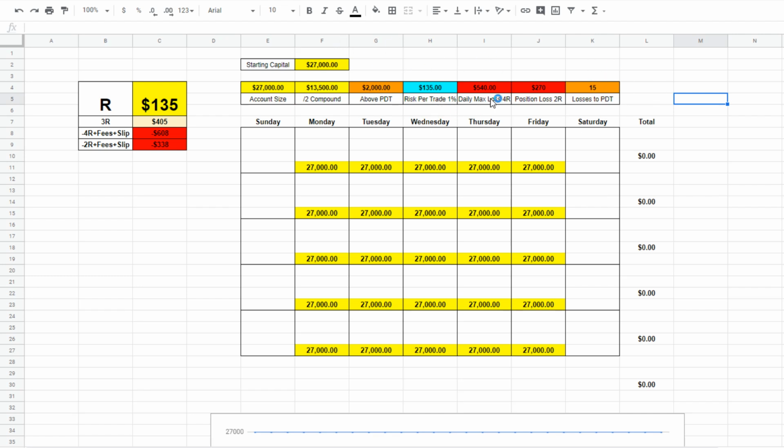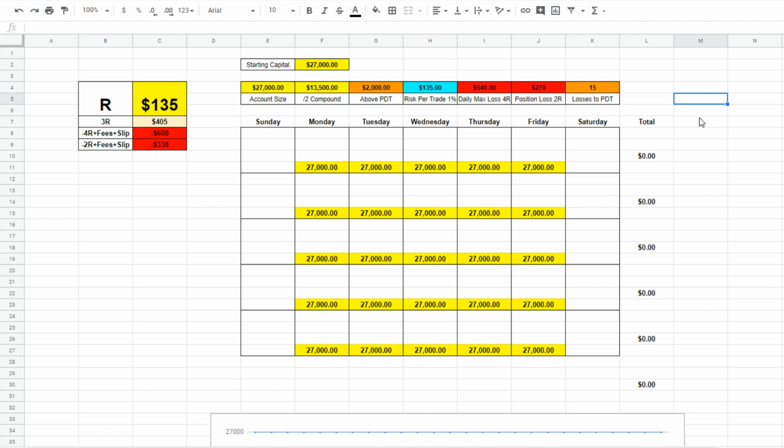And then here are my daily max loss and my position loss. My daily max loss was set to 4R, so that's 4 losses in a row. That will lock out my platform. And then my position loss would be minus 2R, so on any given symbol, if I take 2 full losses, then I'll be locked out.